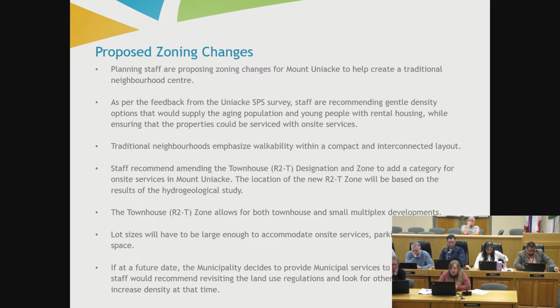Proposed zoning changes. Planning staff are proposing zoning changes for Mount Uniacke to help create a traditional neighborhood center. As per the feedback from the Uniacke Secondary Planning Strategy Survey, staff are recommending gentle density options that would supply the aging population and young people with rental housing while ensuring the properties could be serviced with on-site services. Traditional neighborhoods emphasize walkability within a compact and interconnected layout. Staff recommend amending the townhouse R2T designation and zone to add a category for on-site services in Mount Uniacke.